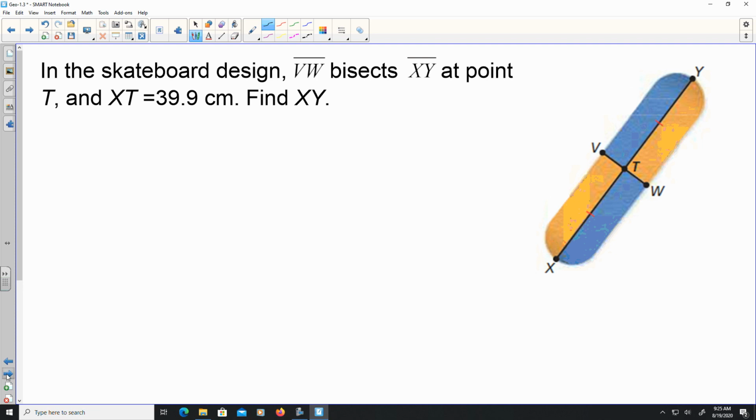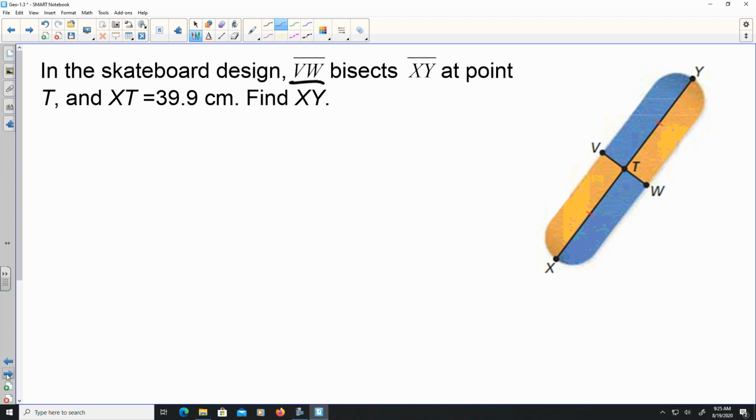Here, they're telling you that in this skateboard design, line segment VW, which is right here, bisects line segment XY at point T. So basically what they're saying is, because that line segment bisects XY, XT is the same distance as TY.